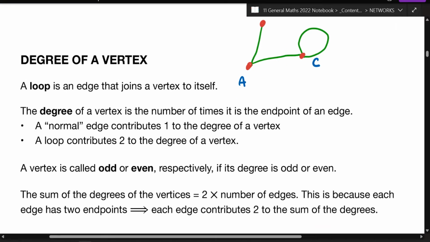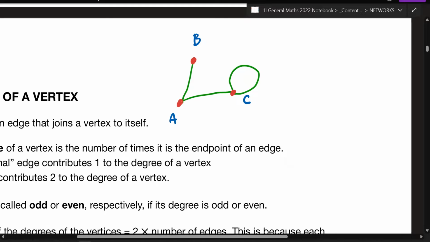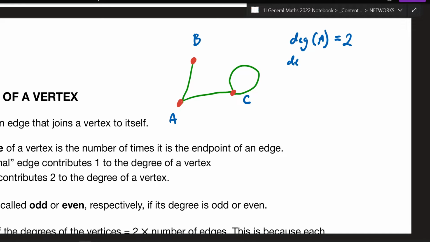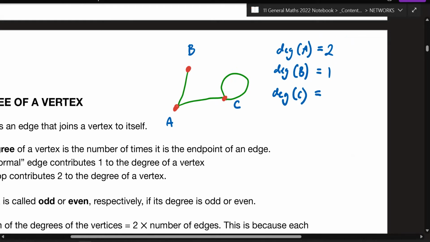Let's list out the degrees. Degree of A. Ryan, what would the degree of A be? 2, good. Degree of B. Tori, what would the degree of B be? 1, good. Now, degree of C. With loops, the interesting thing is they count as 2 degrees. What Gillingham said is correct.